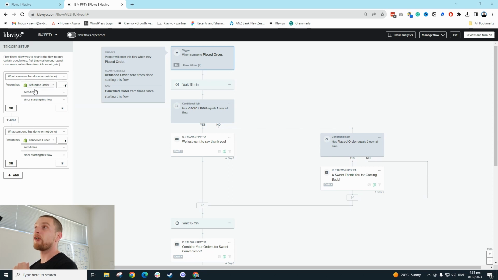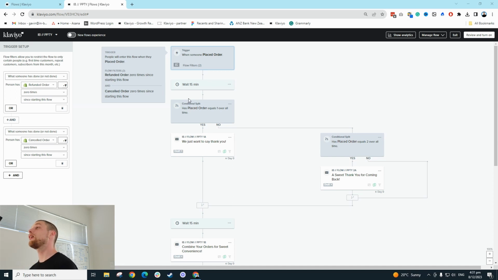Now, the flow filters that we have, there are two. There is the refunded order 0 times since starting this flow, and canceled order 0 times since starting this flow, because obviously we don't want to be talking to anybody who's canceled or refunded their order. Wouldn't make any sense to be like, hey, thank you so much for supporting our business. That'd be weird, right? So 15-minute delay comes after that initial action or trigger.